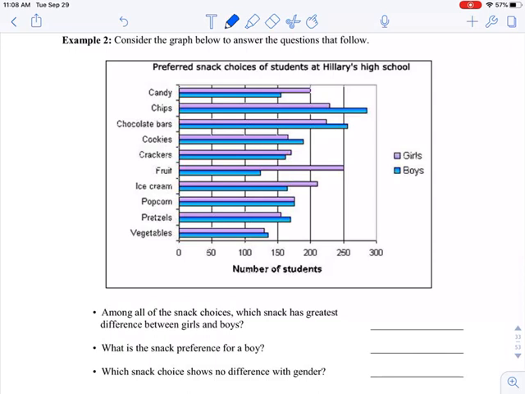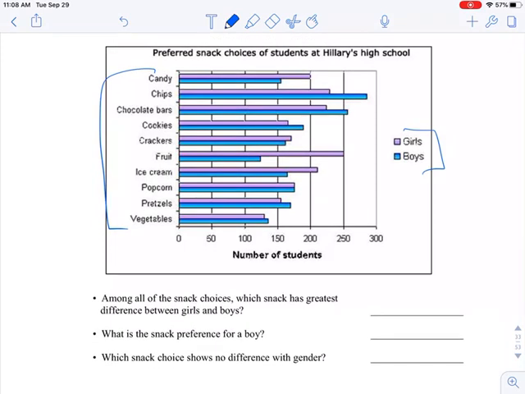Consider the graph below. Same thing. We have two different values compared for each topic, or candy bar in this case. Among all the snack choices, which snack has the greatest difference between boys and girls? Looks like if we go through all the different columns, the fruit has the greatest difference. What was the snack preference for the boys? So boys are blue, so this is our highest blue value, so chips. No difference for gender. Popcorn. Popcorn is the exact same.